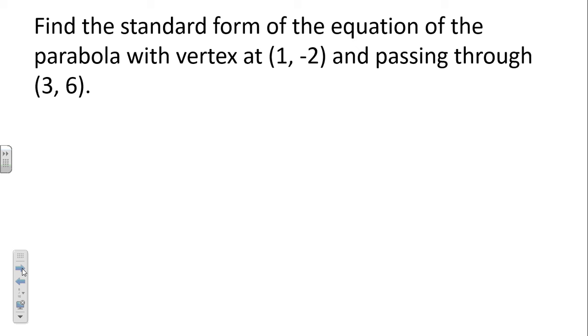All right, last one. This one actually requires a little bit of brain power, so we have to think this through. So we have a standard form of an equation of a parabola with a vertex at (1, -2), passing through (3, 6). So our book calls standard form y equals a times (x minus h) squared plus k.